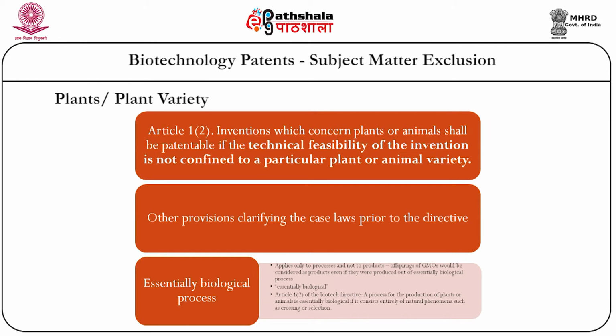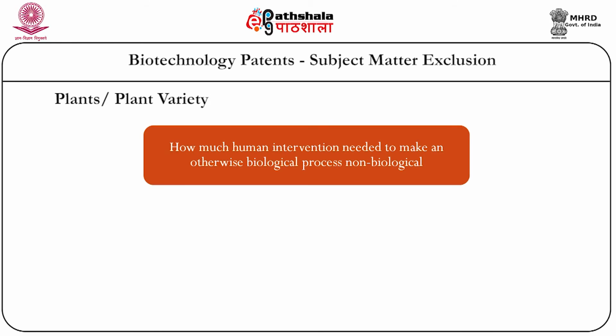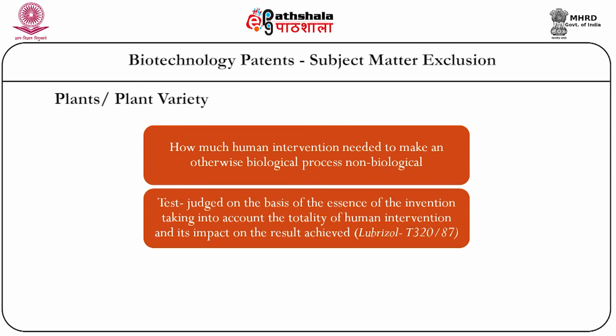Now, what is essentially biological? Article 2(2) of the directive says a process for the production of plants and animals is essentially biological if it consists entirely of natural phenomena such as crossing or selection. So, how much human intervention is needed to make an otherwise biological process non-biological? In this case, there is a very famous test decided in Lubrizol by the European courts. It said, judged on the basis of the essence of the invention, taking into account the totality of human intervention and its impact on the results achieved, we shall try and see whether a process is essentially biological or not.